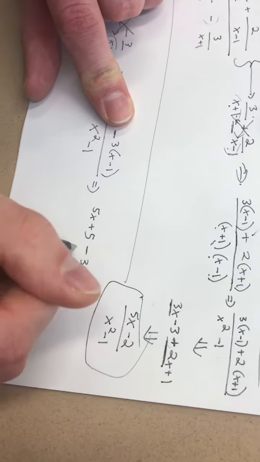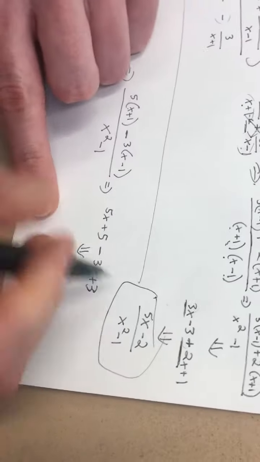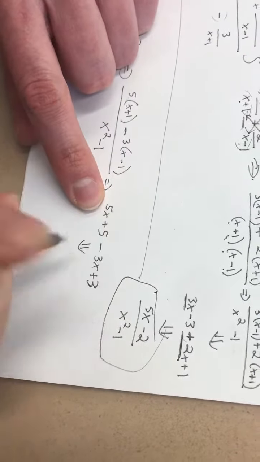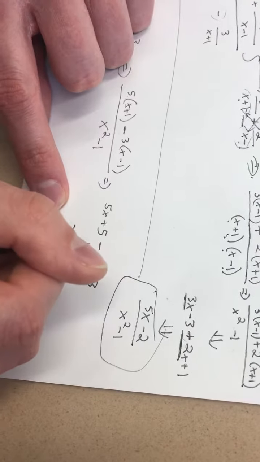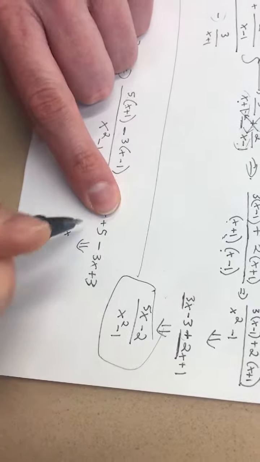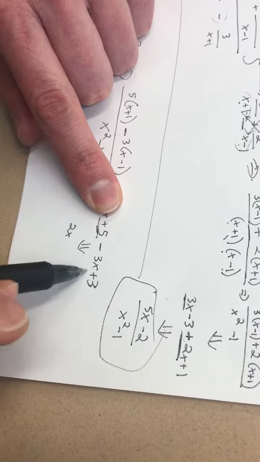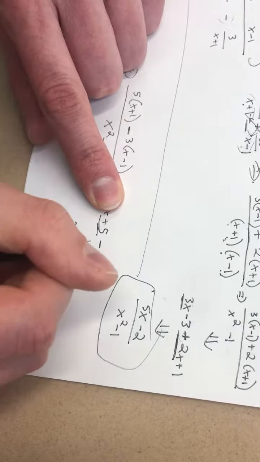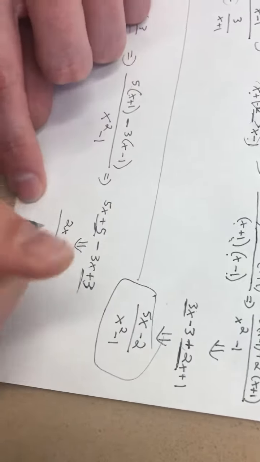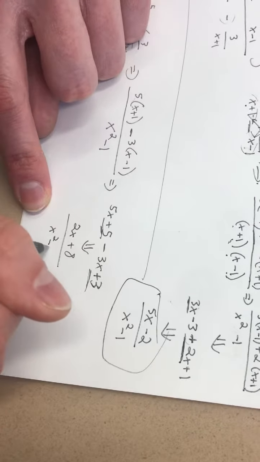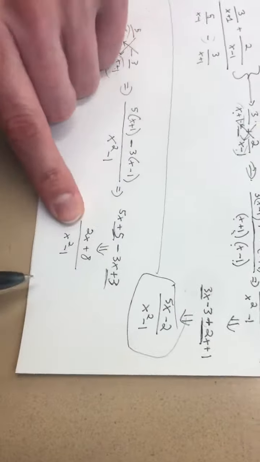And then we can simplify this further. I'm just going to write it below. So we have 5x minus 3x, which is 2x. And then we have 5 plus 3, which is 8. And we have the same denominator that we saw up here, which is x squared minus 1.